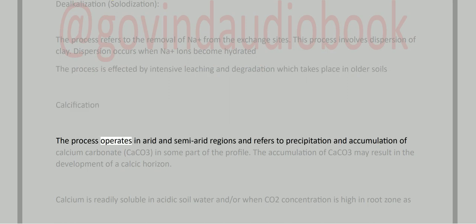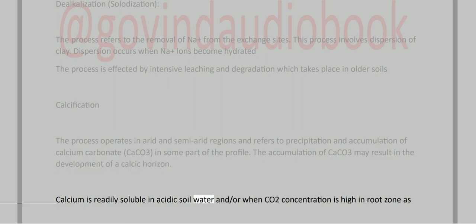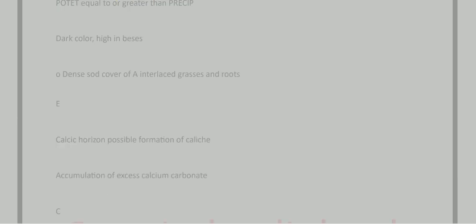Calcification. The process operates in arid and semi-arid regions and refers to precipitation and accumulation of calcium carbonate, CaCO3, in some part of the profile. The accumulation of CaCO3 may result in the development of a calcic horizon. Calcium is readily soluble in acidic soil water and/or when CO2 concentration is high in the root zone: CO2 + H2O = H2CO3. H2CO3 + CaCO3 = Ca(HCO3)2, soluble. Ca(HCO3)2 = CaCO3 + H2O + CO2, precipitates when evapotranspiration is equal to or greater than precipitation.